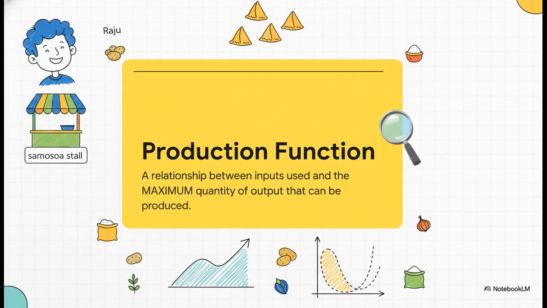Every business has a kind of secret recipe. In economics, we call this the production function. Think of it like a formula that tells Raju the absolute maximum number of samosas he can possibly make with the stuff he has. It's all about being efficient and not wasting anything.